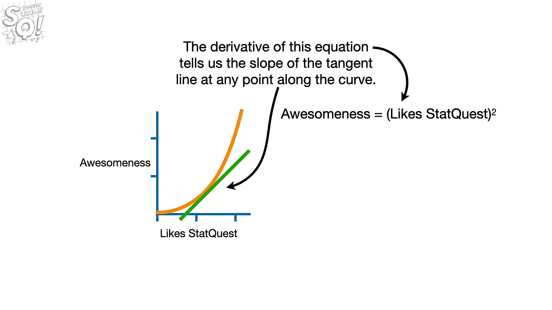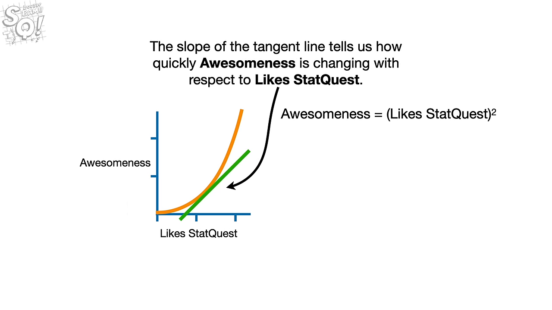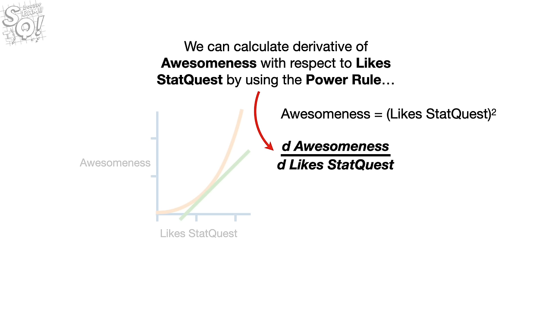The derivative of this equation tells us the slope of the tangent line at any point along the curve. The slope of the tangent line tells us how quickly awesomeness is changing with respect to likes StatQuest. We can calculate the derivative of awesomeness with respect to likes StatQuest by using the power rule.